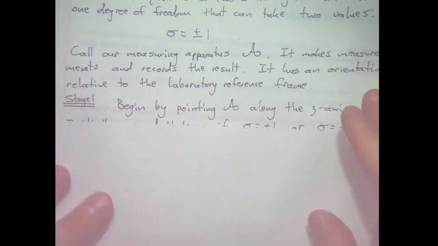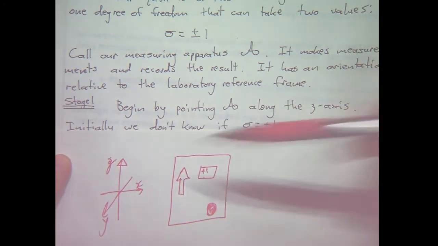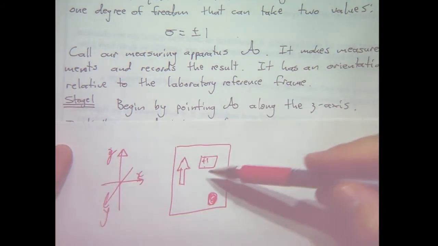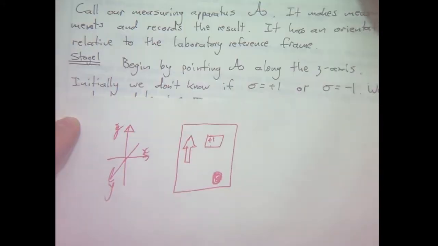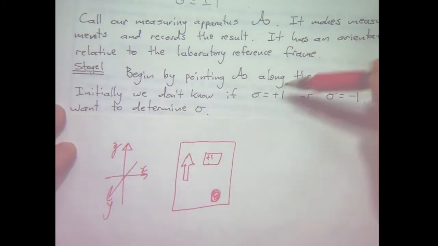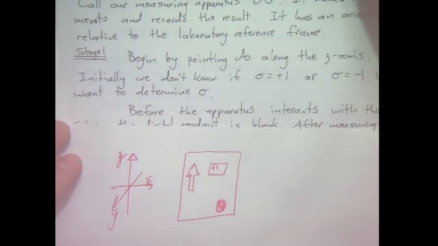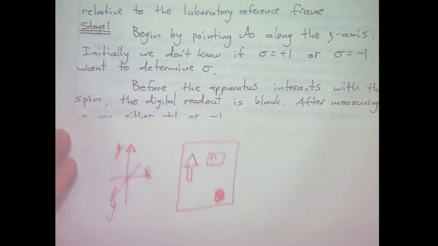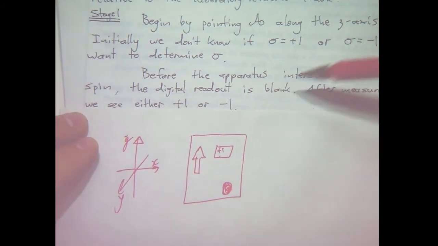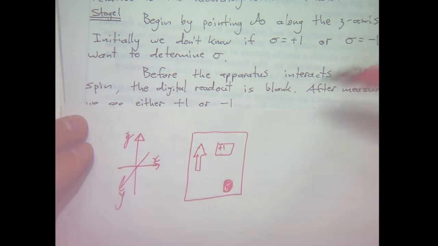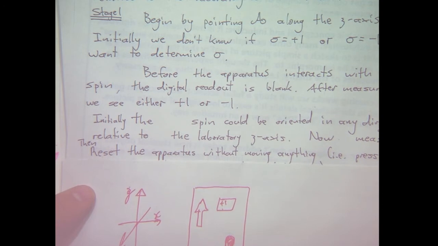So what we do first is we point the apparatus along the z-axis, just as I have it here. Initially, we don't know in what state the qubit is in. It could be in either the state plus one or minus one. But we want to determine what this variable sigma is. Before the apparatus interacts with the spin, with the magnetic moment, the digital readout is blank. And after measuring the magnetic moment, we'll see either plus one or minus one.